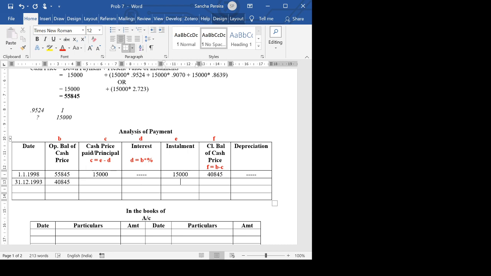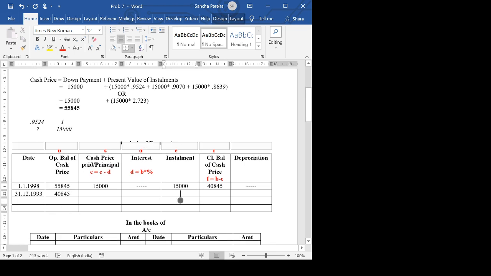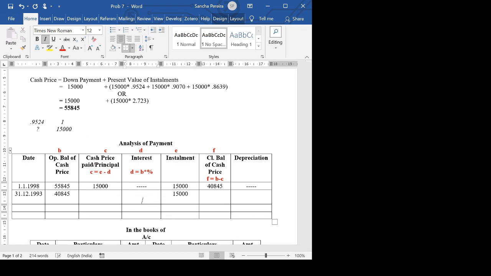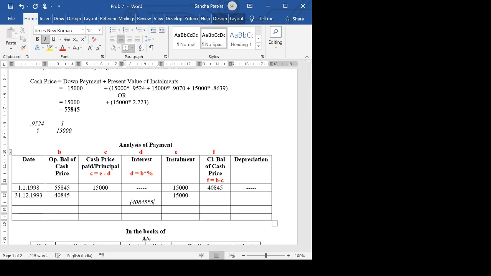Now, like I said, I've kept repeating this: 15,000 that we know is the installment. We will have to first calculate the interest. How am I going to get the interest? 40,845 into what's the rate of interest? Rate of interest is 5% per annum into full year, 12 by 12. So we don't need to do that. It's understood. So 40,845 into 5% gives me 2,042.